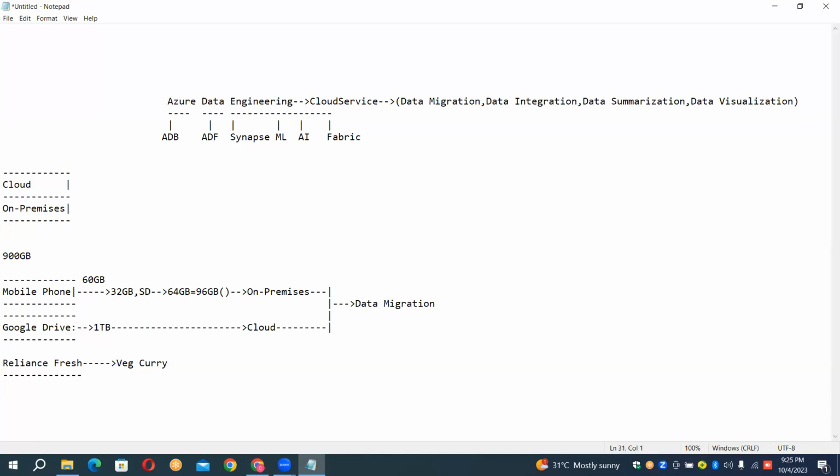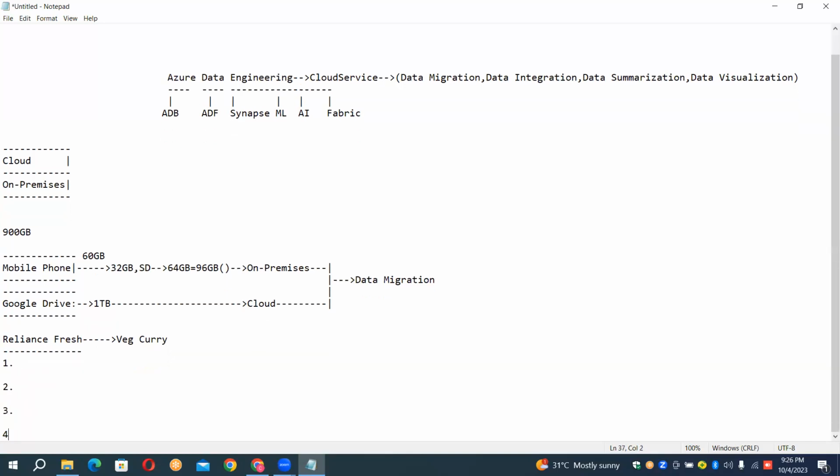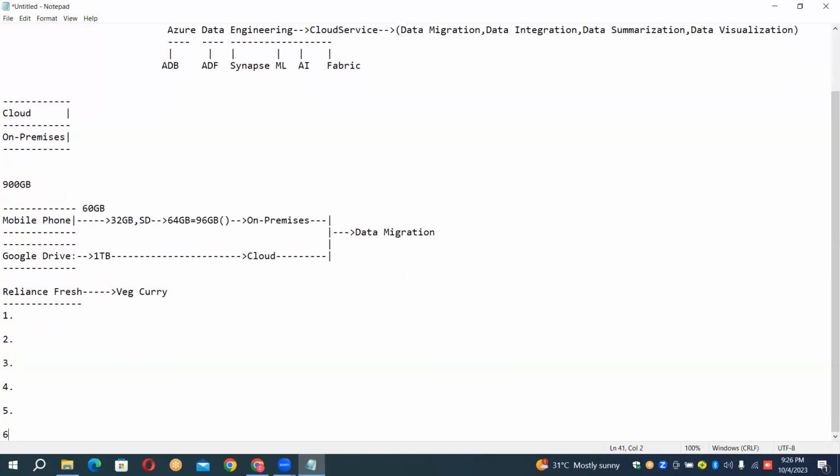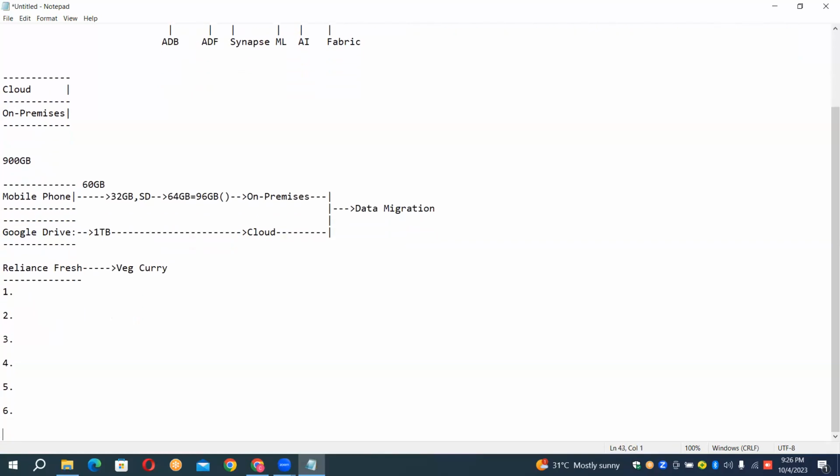Tell me now, how many types of vegetables will be available in this Reliance Fresh supermarket? Everyone? Yes, guys, please tell me how many types of vegetables will be there? Many types. Am I right? Yes, everyone. We can have many types of vegetables available. So you can say below 100 or like that. But for the day, are you going to buy all the vegetables or only those vegetables which are required for you?